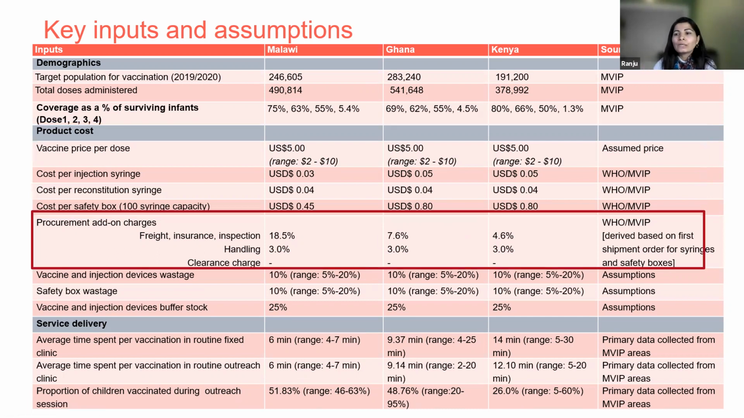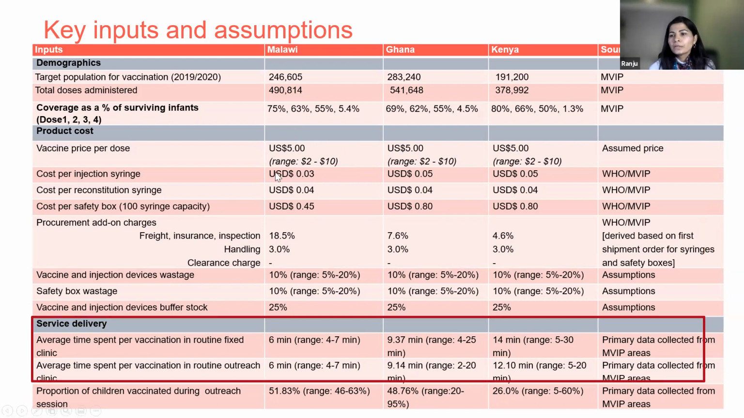The procurement add-on costs were derived from what was observed during the pilot implementation, and these were calculated as a percentage add-on to the base vaccine price assumption. As you can see, there's quite a bit of difference across the 3 countries. The procurement add-on, which includes freight, insurance, handling, etc., accounted for about 21.5% in Malawi, roughly 11% in Ghana, and about 7.5% in Kenya. And those costs were added on to the base cost per dose.